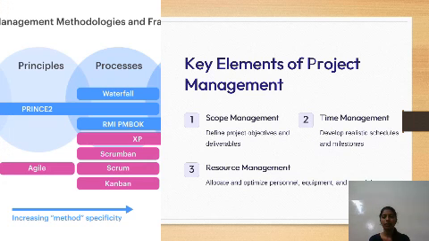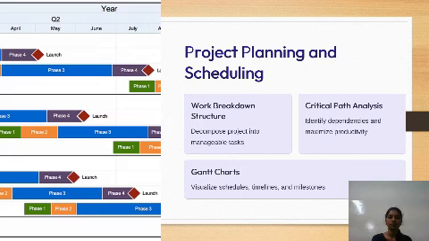Key elements of project management. The first one is scope management, then resource management, and time management. Scope management defines the project objectives and deliverables, and time management includes developing realistic schedules and milestones. The third one is resource management: allocate and optimize personnel and equipment.